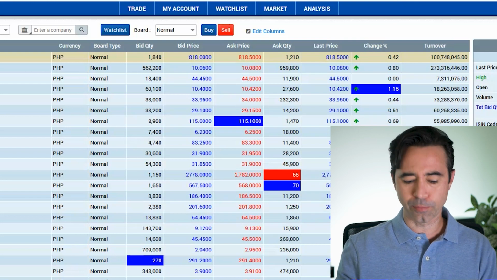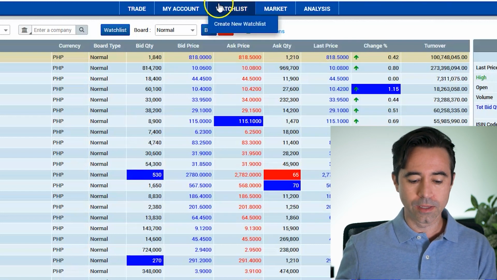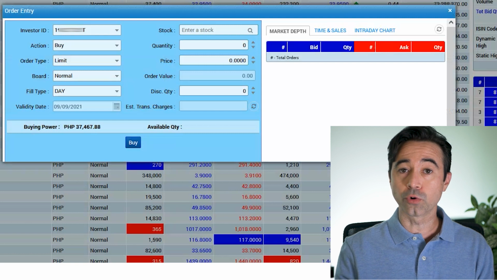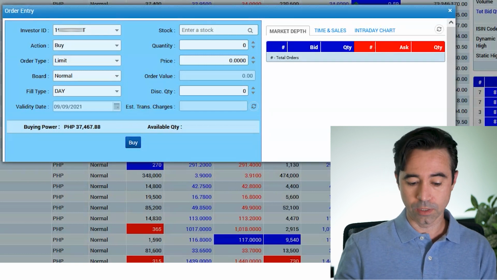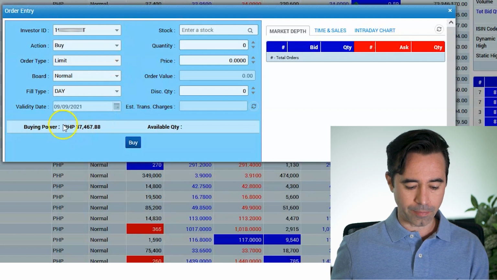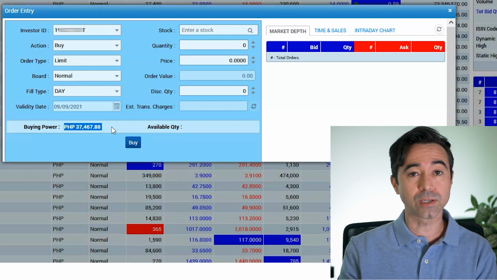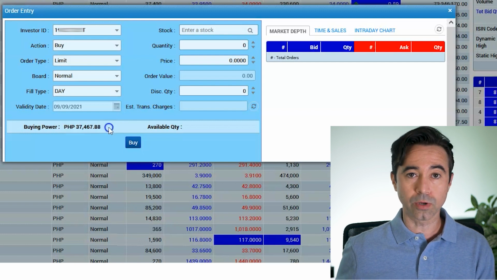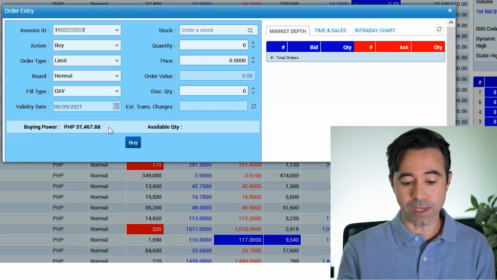So we've figured out everything we need so far, except we now need to go execute the trade. So let's go back to our trading portal. Okay, so now I am back in the trading portal. I'm simply going to click trade. I've got my order entry screen open. Now, two important things. The first thing I want to do is make sure I have enough buying power. Can I make the purchase? Do I have enough money in cash to make this purchase? I do, I have 37,000-ish pesos.